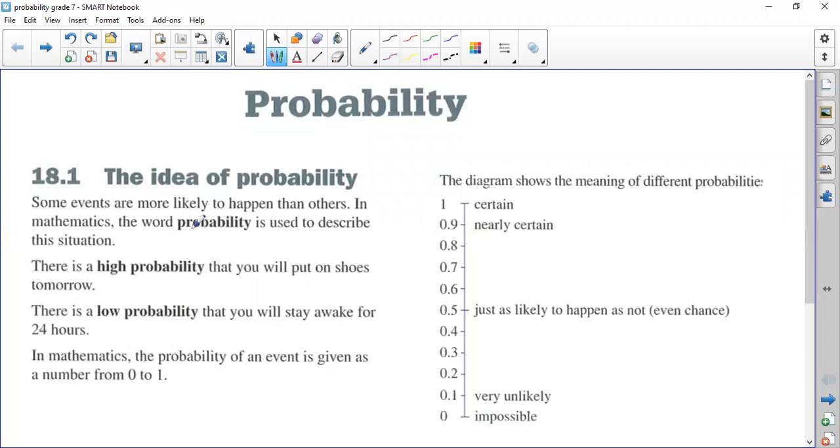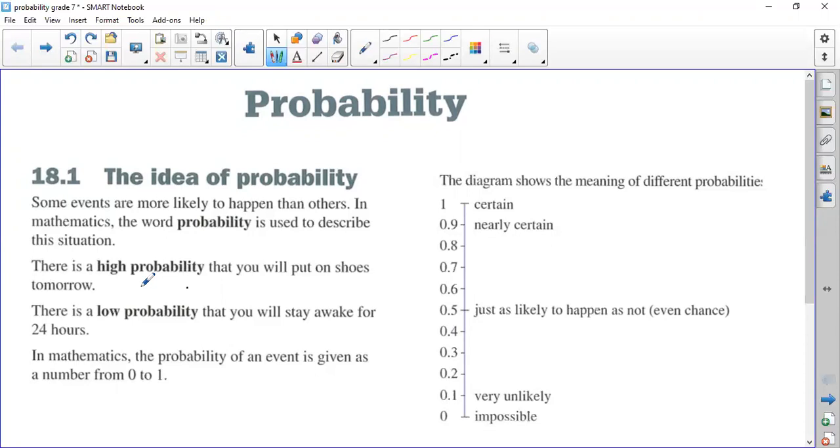Some events are more likely to happen than others. In mathematics, the word probability is used to describe this situation. Okay, there is a high probability that you will put on shoes tomorrow. So if you go out, of course you will put on shoes. And there is a low probability that you will stay awake for 24 hours. Okay, some cases of probability.